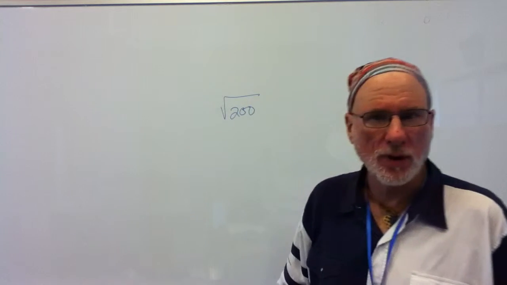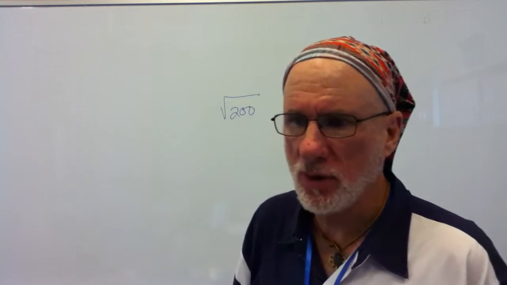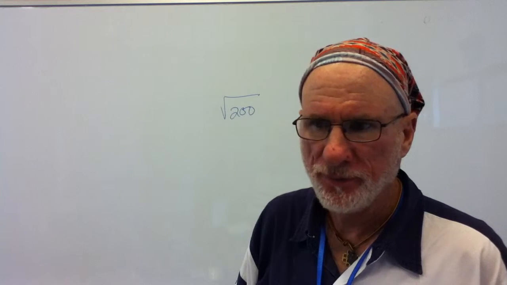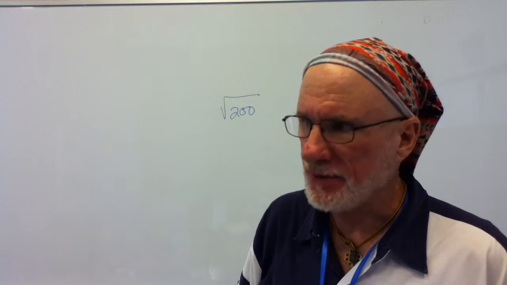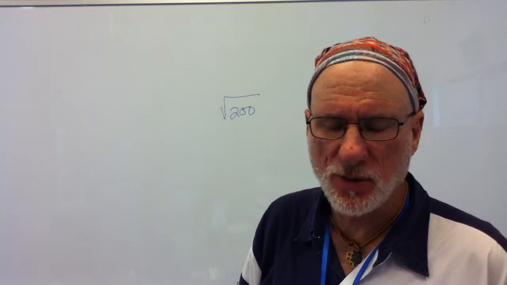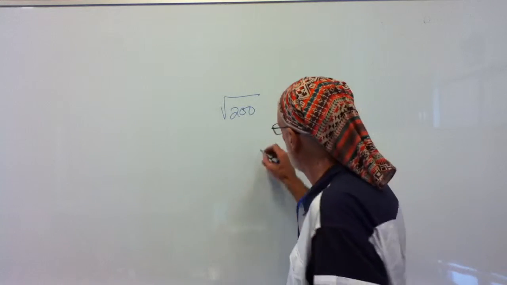So you want to write it in simplest form. It's got to be your simplest radical form. Right? So what have you got to do to 200? Common factors, right? Not common factors, you want to break that down into primes, yes?